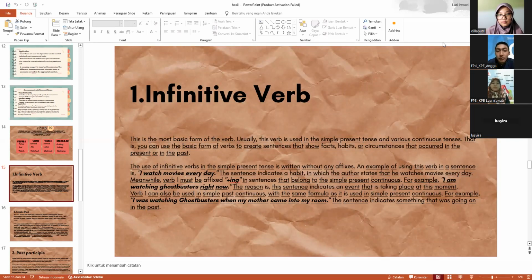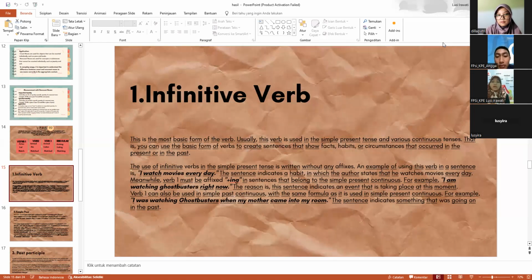Meanwhile, verb 1 must be affixed with -ing in sentences that belong to the present continuous. For example, I am watching Ghostbusters right now. The reason is this sentence indicates an event that is taking place at this moment.